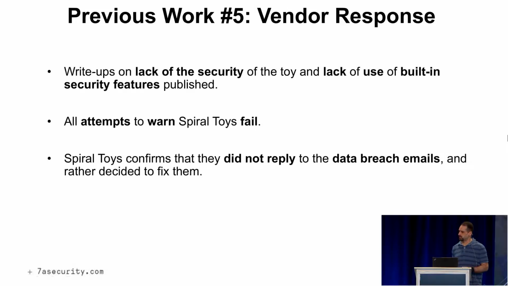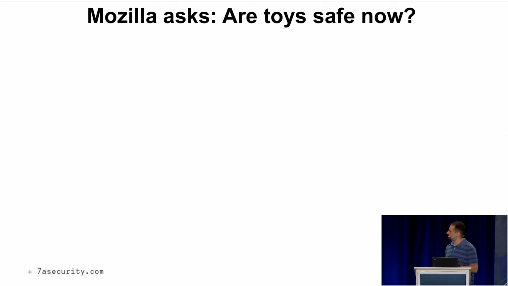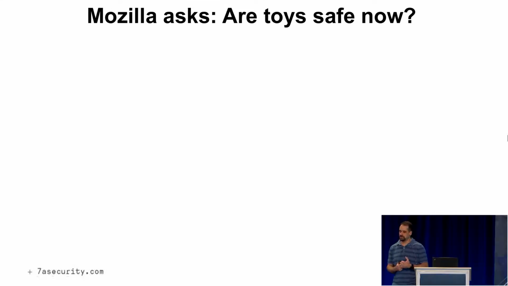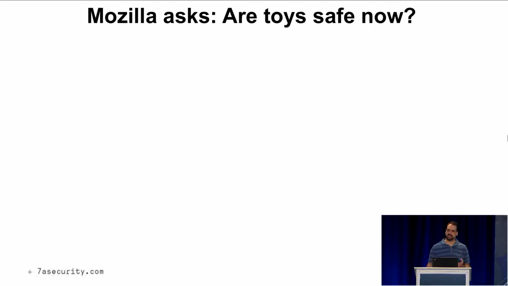So there were a lot of write-ups about the lack of security of this, a lot of attempts to get Spiral Toys, who is the company behind all this, to fix it. They did not reply to data breach emails, and they were not very cooperative, right? So after all these reports to the vendor, Mozilla asked us to check if, after all this time, one year later, the toys are safe now, because the vendor had arguably said that all the issues were fixed.